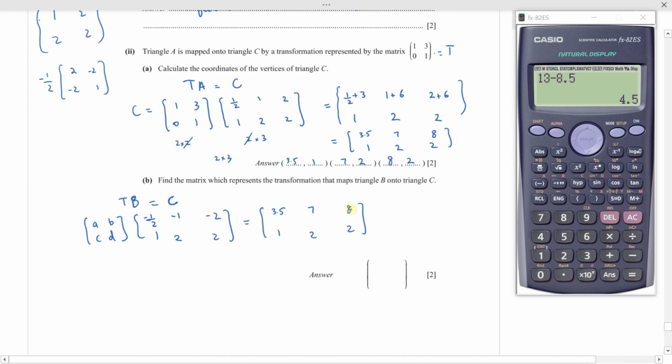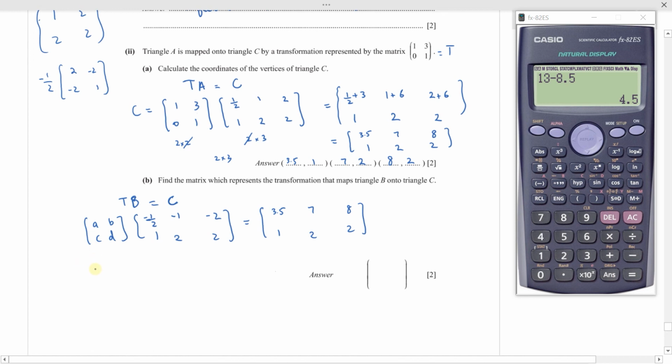So for example, -2, 2 is mapped onto 8, 2. -1, 2 is mapped onto 7, 2. But make sure that for the two pairs of coordinates that you choose, the determinant of the matrix that you form is not 0. Because if the determinant is 0, you cannot find the inverse. So let me show you what I mean.